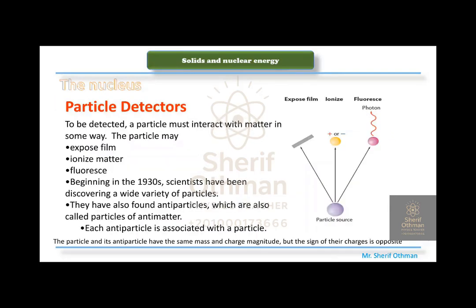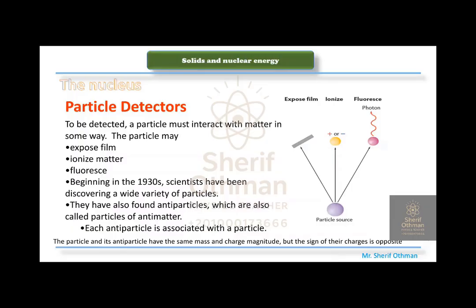Particle detector. To detect a particle, it must interact with matter in some way. If you would like to know the type and to detect a certain particle, you have to make an interaction between this particle and a certain matter, like exposing film, ionizing matter, or fluorescence, making a light. All of these are detectors. If you expose a film to X-rays, it's going to draw certain paths and certain shapes on this film. So you detected X-rays.